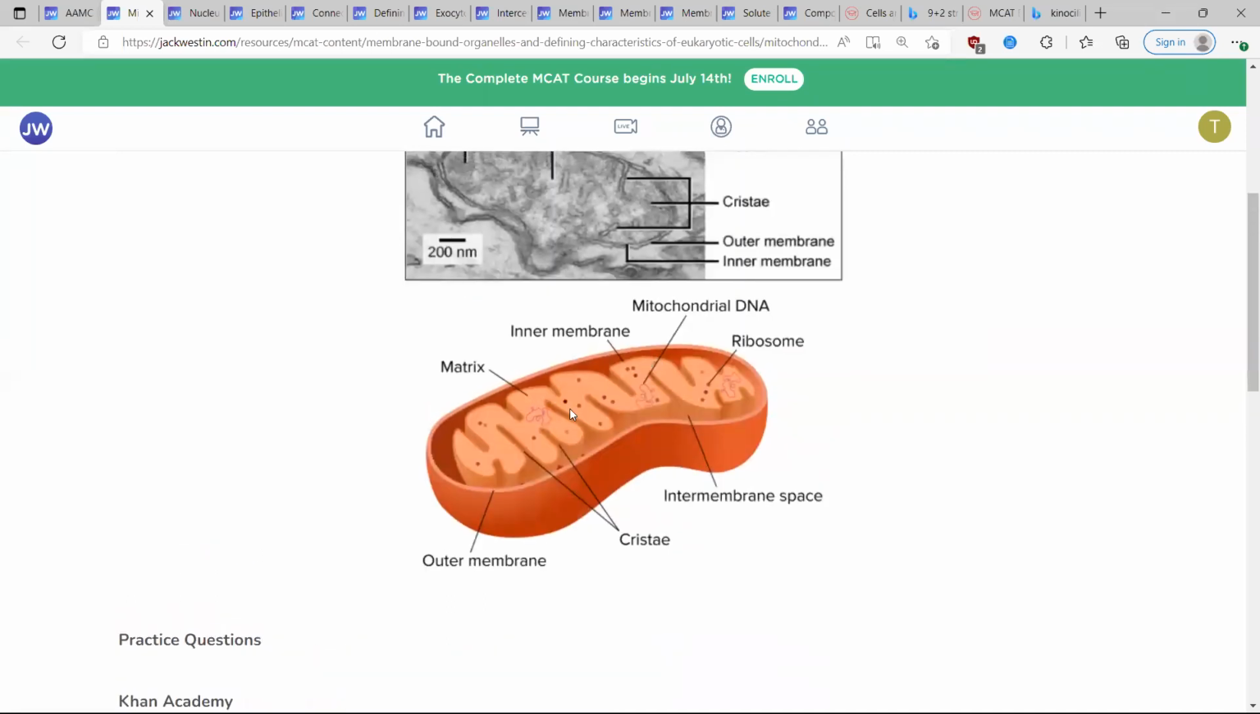And this is what it looks like. So the structure is important, right? The matrix is inside, and then the intermembrane space is in between, and then the outer membrane is outside. And these infoldings are called cristae. Why do we have these infoldings? This is a really good question. Remember, structure and function are always accomplishing the same goal. The function is determined by the structure. So we have these infoldings.